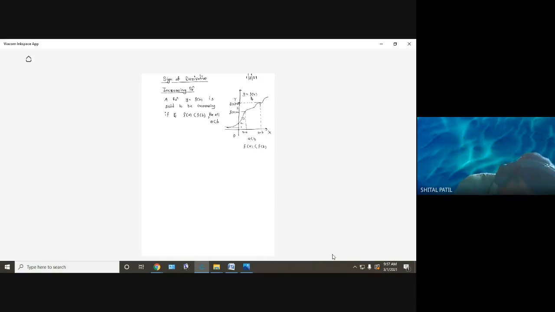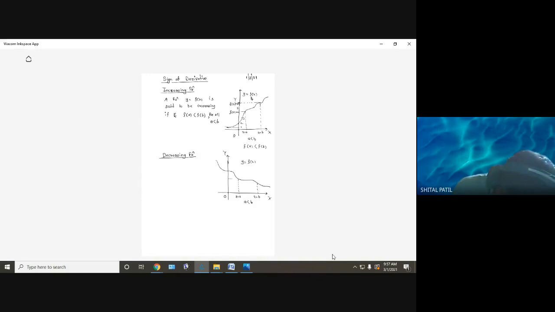Okay, then decreasing function. Again, let me draw the graph. Say I have x-axis, y-axis, and I have a function y equal to f of x like this. Okay. Now suppose I have x equal to a here and x equal to b here. Again, what is the relation between a and b? a is smaller only, right?